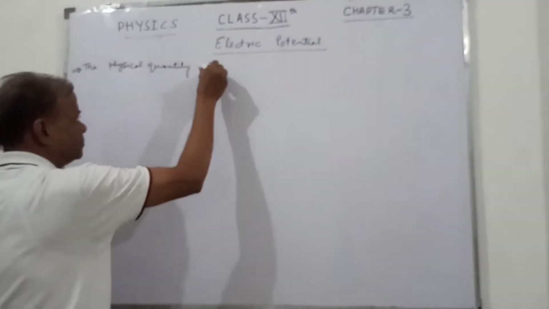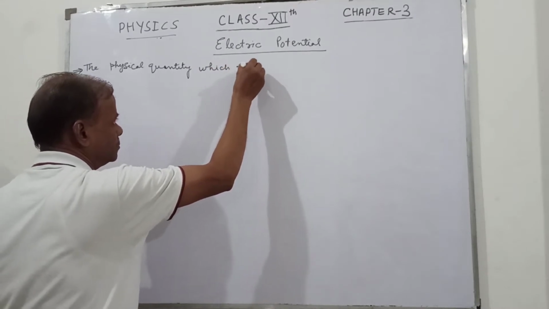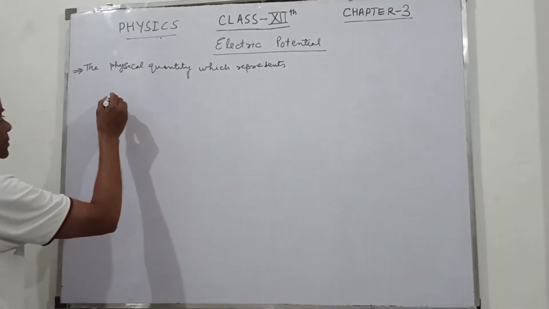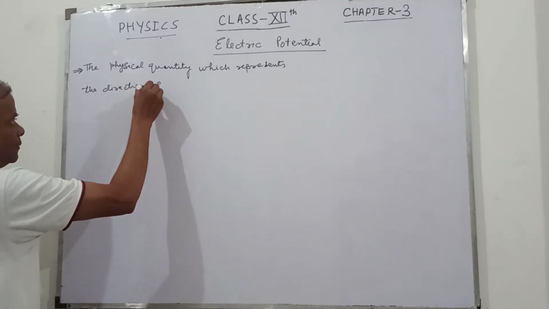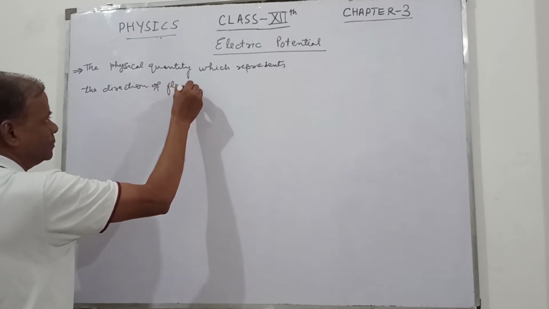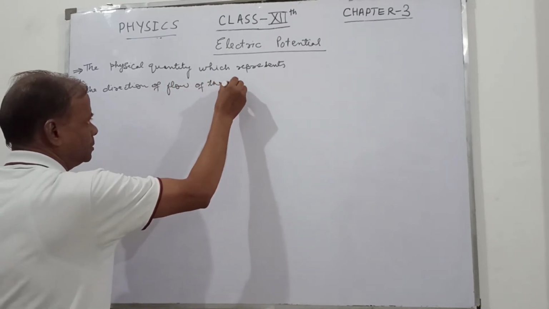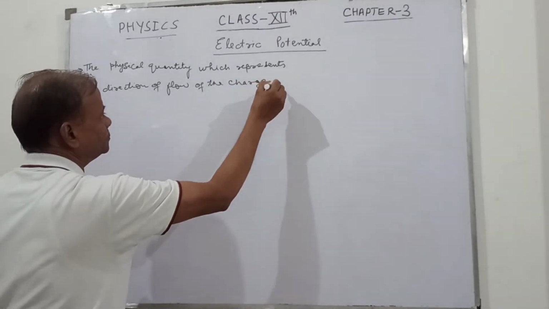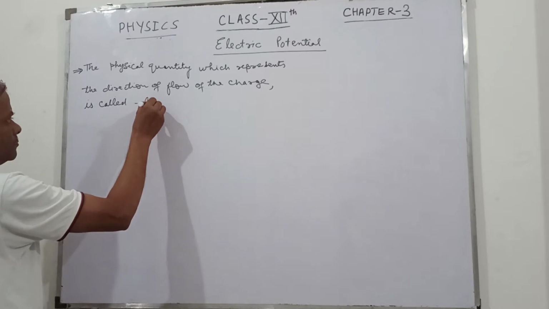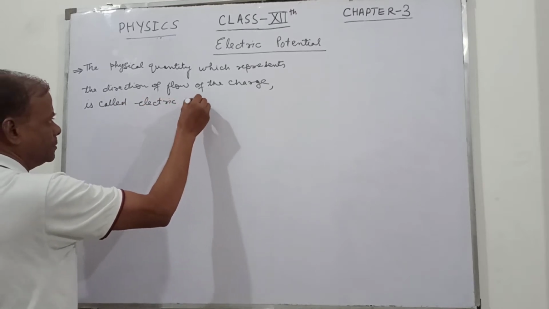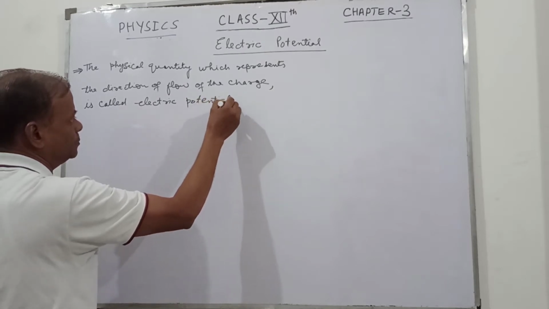The physical quantity which represents the direction of flow of the charge is called electric potential. Electric potential.